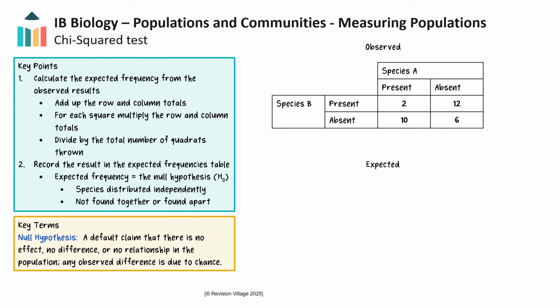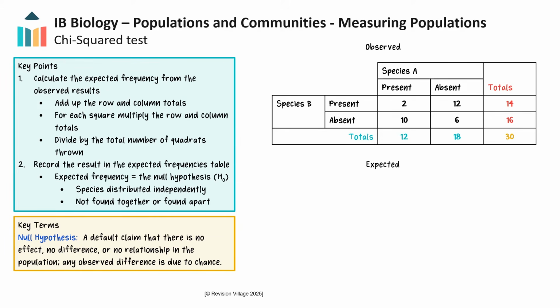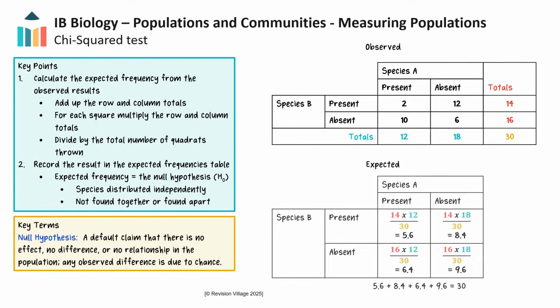This is calculated by adding up the row and column totals. So for instance, in our first row, 2 plus 12 is 14, and our first column, 2 plus 10 is 12. Then for each square, we would take that square's row and column total and multiply it, then divide it by the total number of quadrats thrown. For this first square, that would be 14 times 12 divided by 30, which equals 5.6. 5.6 is the expected value of the number of quadrats that should contain both species A and species B if the species are not associated.